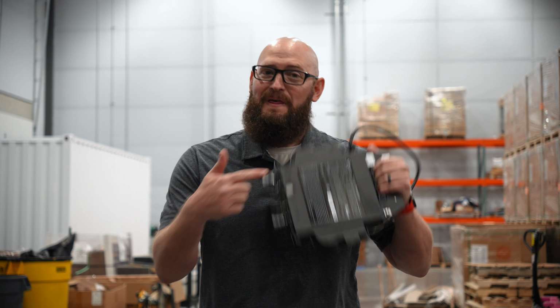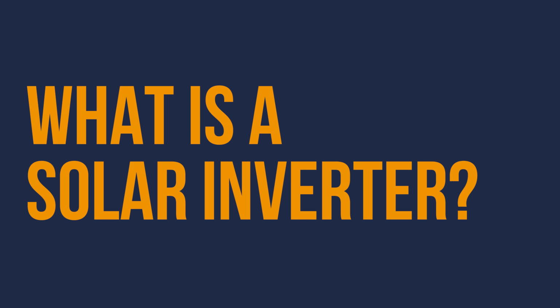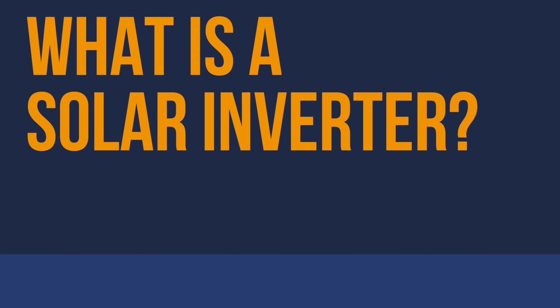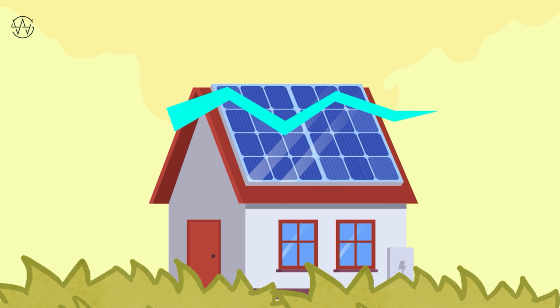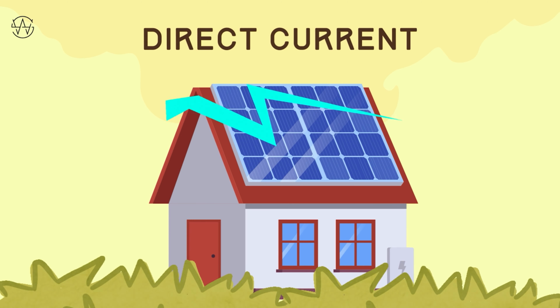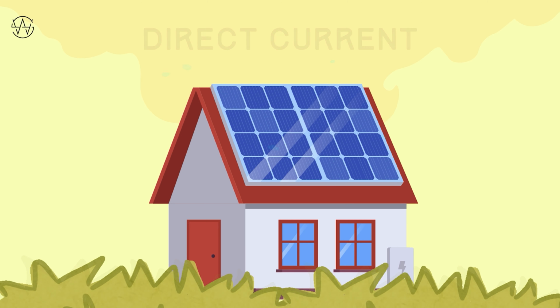But how do those solar panels turn sunlight into usable energy for your home? That's where the inverters come in. The inverter is the unsung hero of your solar panel system. Solar panels themselves generate electricity in the form of DC, or direct current, but your home runs on AC, alternating current.